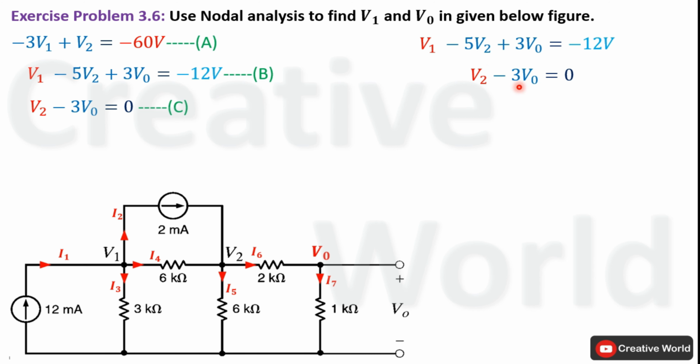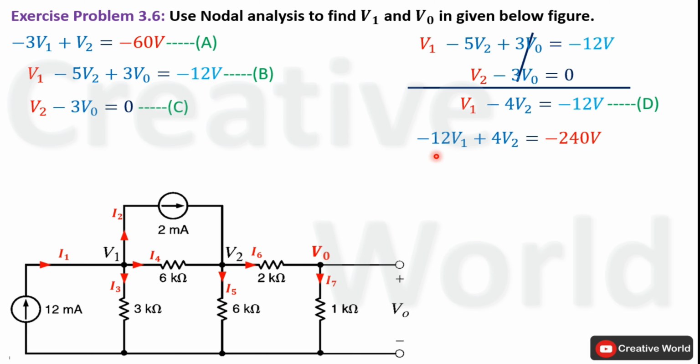This minus 3V0 and plus 3V0 will cancel out with each other. The remaining equation will be V1 minus 4V2 equal to minus 12. We can label this equation as equation D. Now we will multiply this equation A with 4. The equation will become minus 12V1 plus 4V2 equal to minus 240 volt, and we'll add this resulting equation into equation D. This minus 4V2 and plus 4V2 will cancel out with each other.